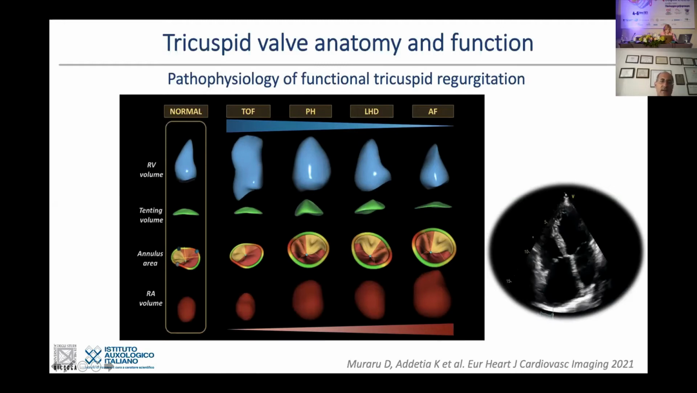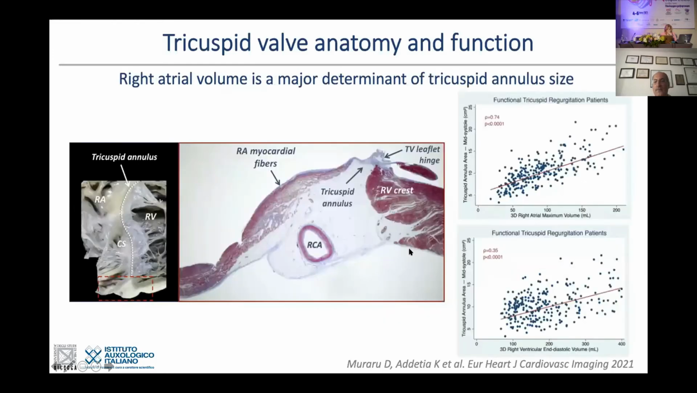huge but the atrium is quite small, indeed the annulus is not that much dilated, as opposed to in patients with chronic atrial fibrillation, where the ventricle was not that much dilated, but the atrium is huge, where you find the largest annuli. And this was shown in this regression, showing that the tricuspid annulus area is much more closely related with the size of the 3D right atrium than of the 3D ventricle. And this also has justification from the anatomopathological point of view.